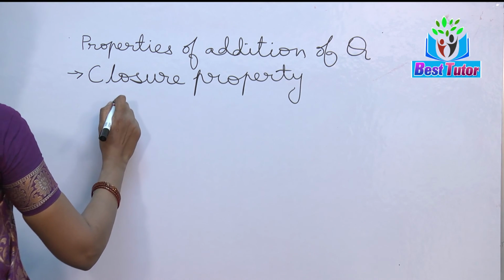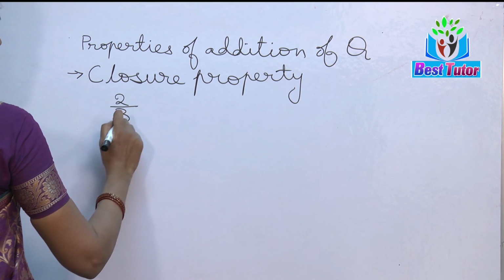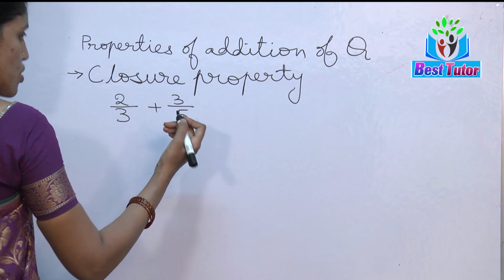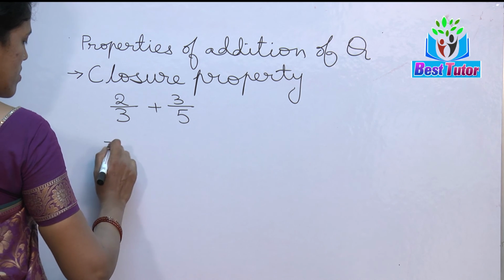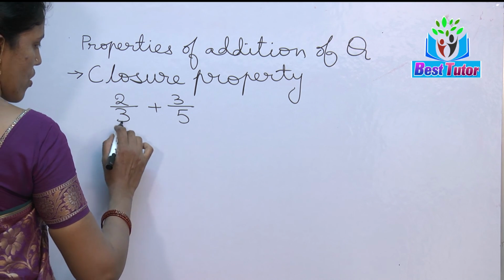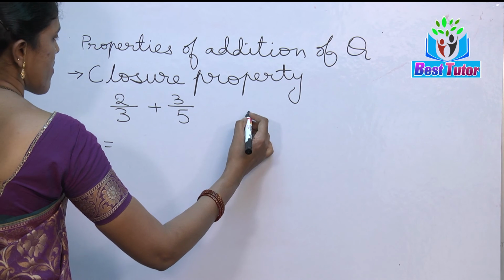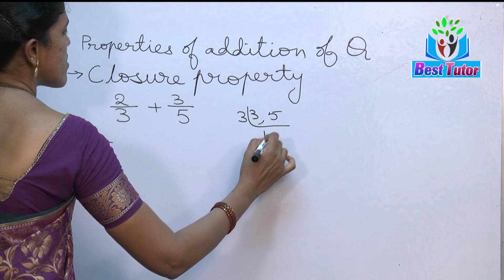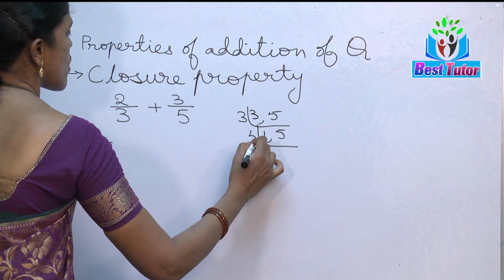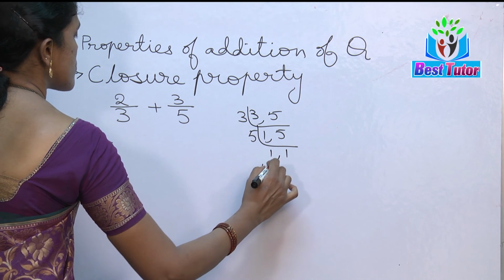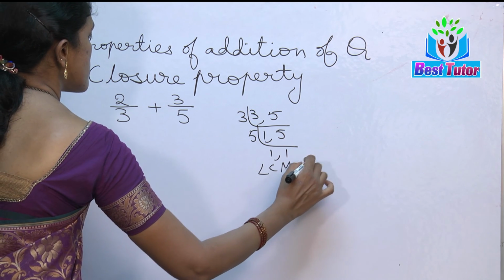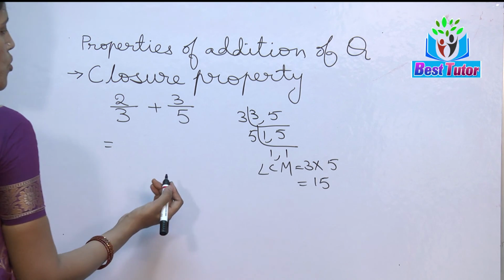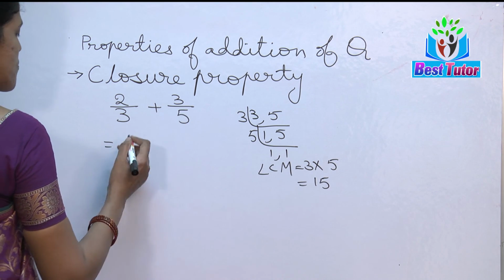According to closure property, the sum of any two rational numbers should belong to the set of rational numbers. Let us check if it is possible or not. The LCM of 3 and 5 is, if we continue in this procedure or else the shortcut method, the LCM is going to be 15. As both 3 and 5 are co-prime, LCM is going to be directly the product.